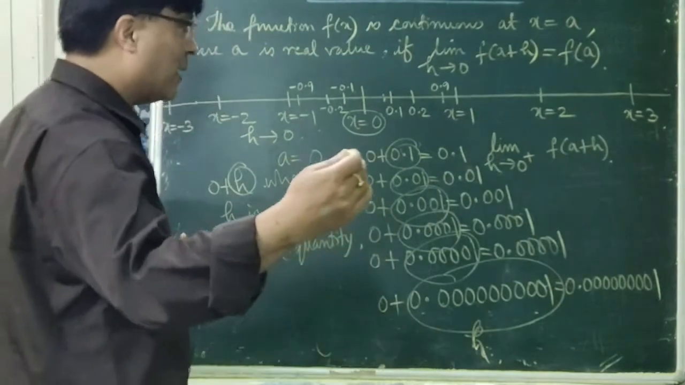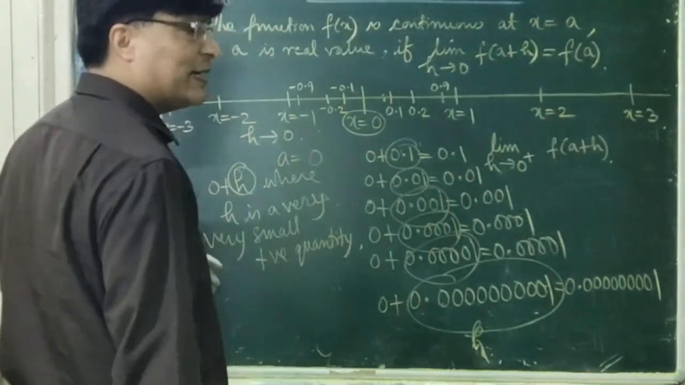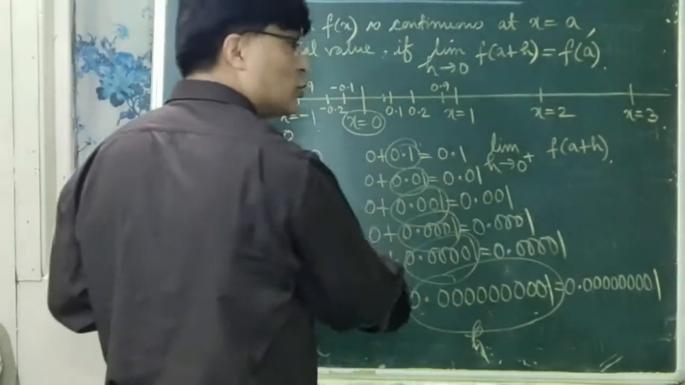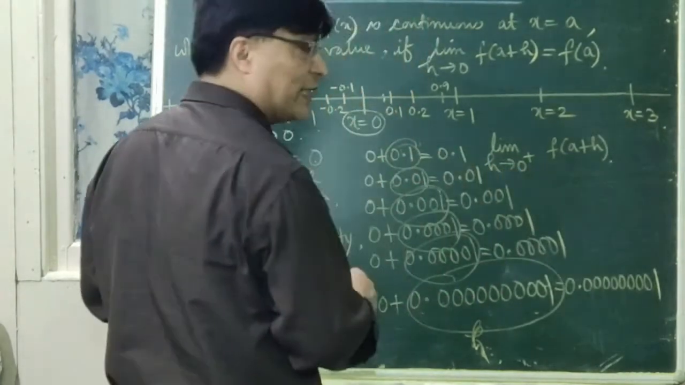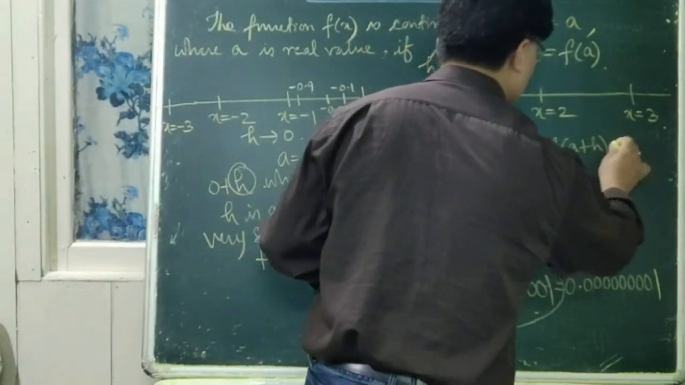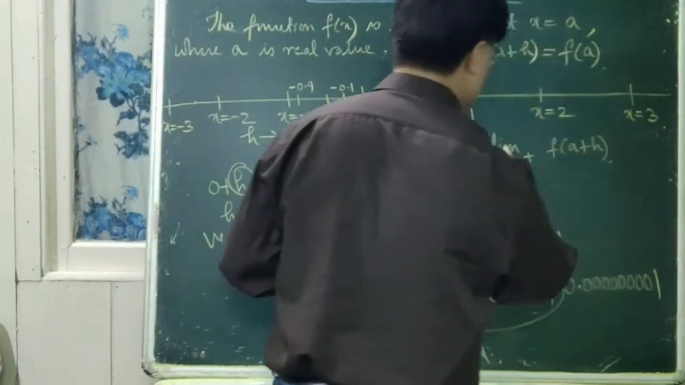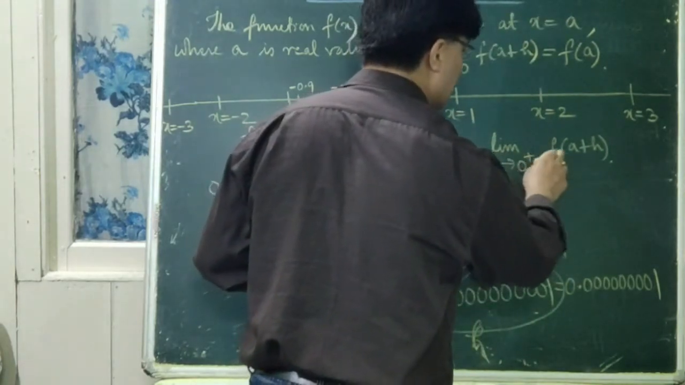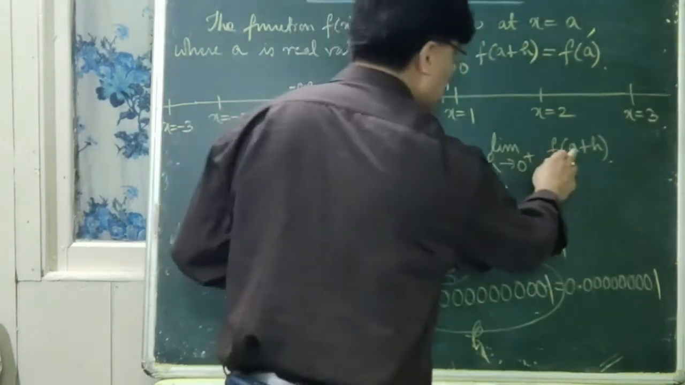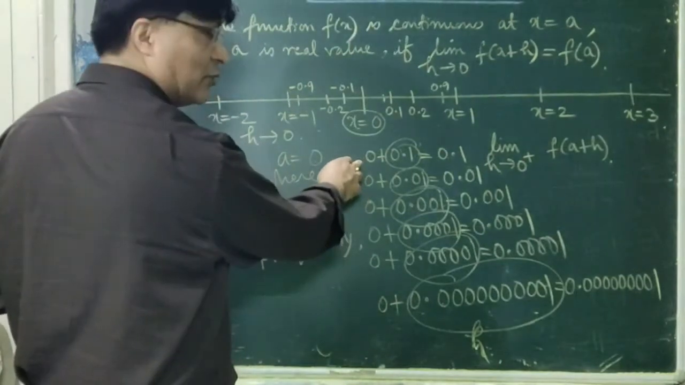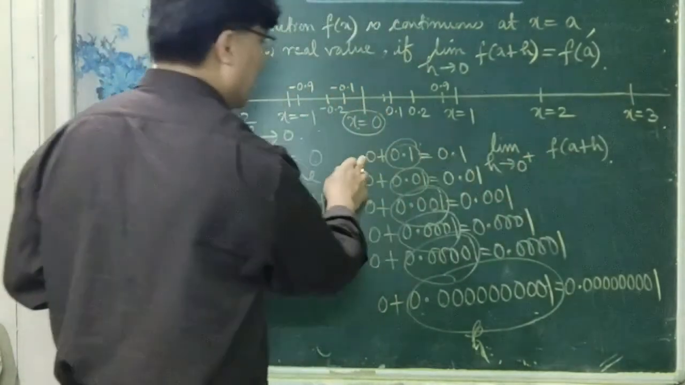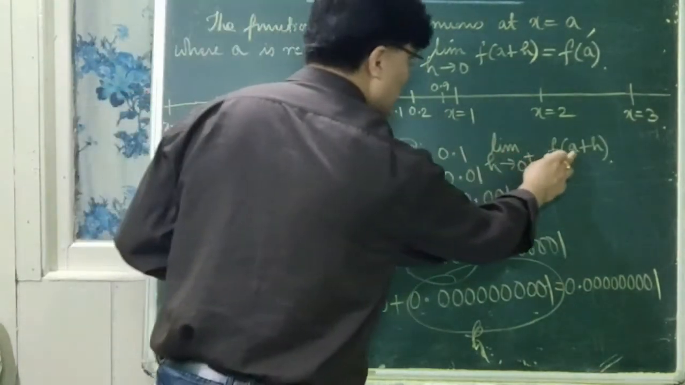That is, we are approaching towards 0 from the right hand side. We are approaching towards 0 from which side? Right hand side. Okay, so which is limit h tends to 0 plus f of a plus h. So in this case, what is the value for a? A is 0.